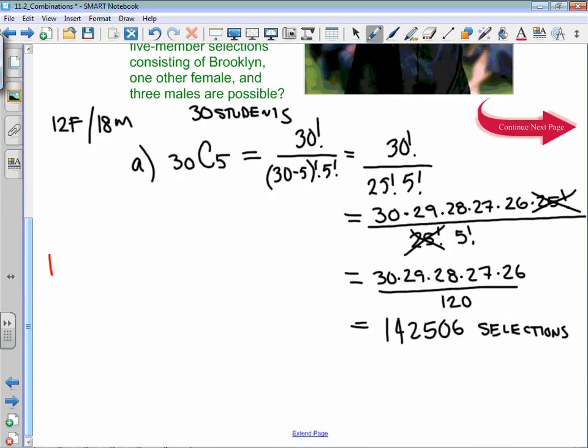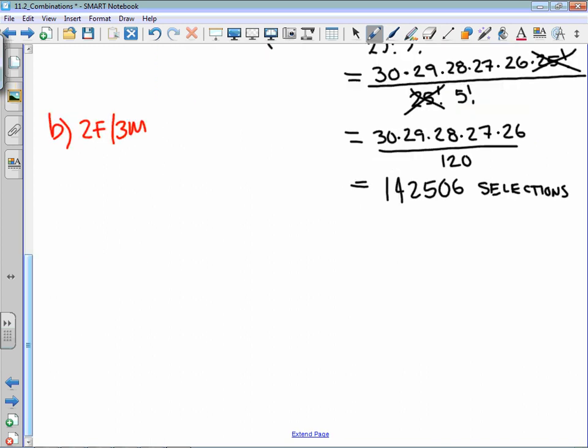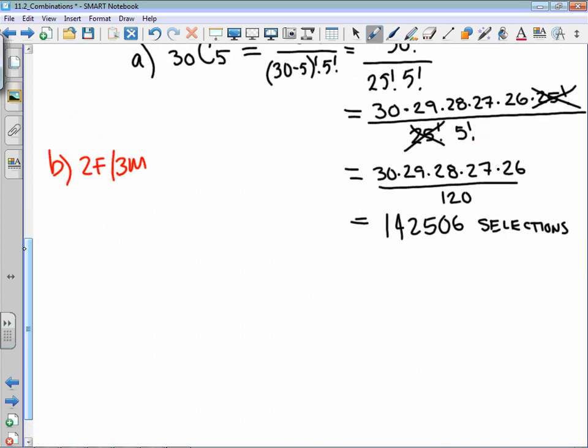I'm just gonna write that here. So 2 females and 3 males. Now, we are making both of these selections, so we're gonna multiply the number of possible 2 female selections by the number of possible 3 male selections.